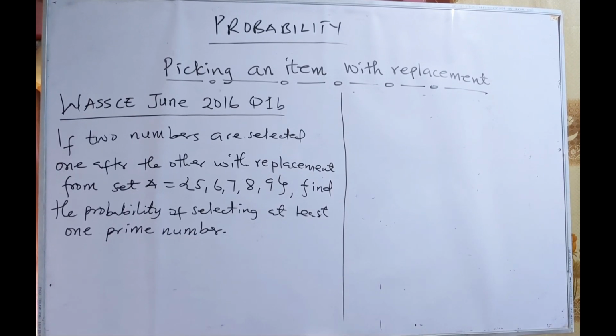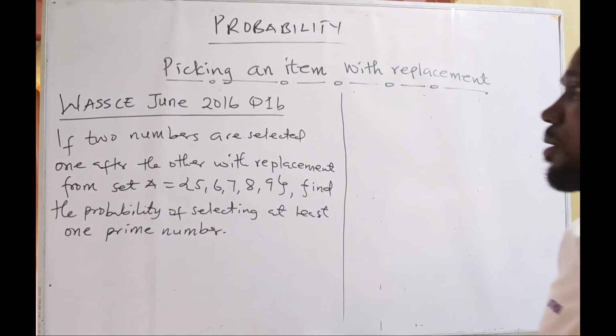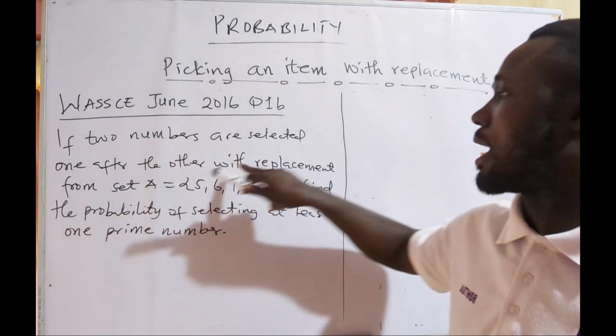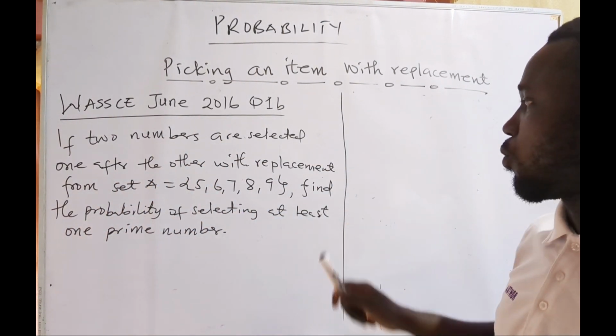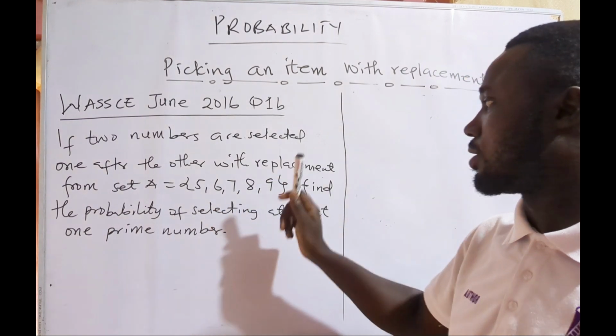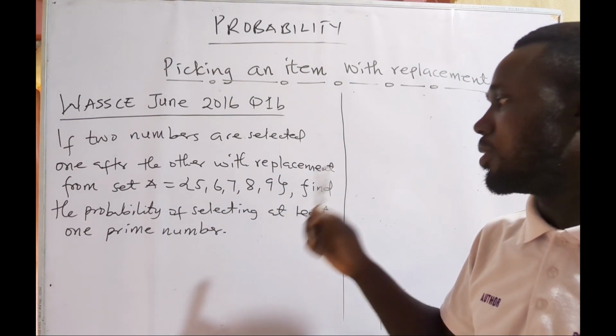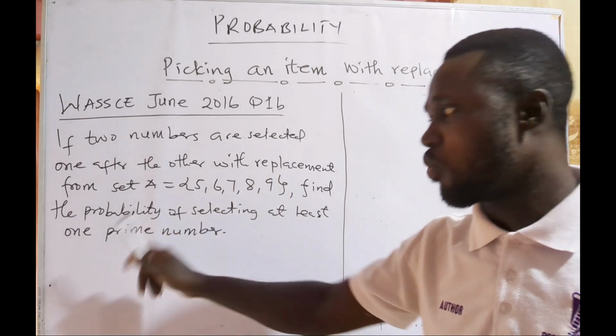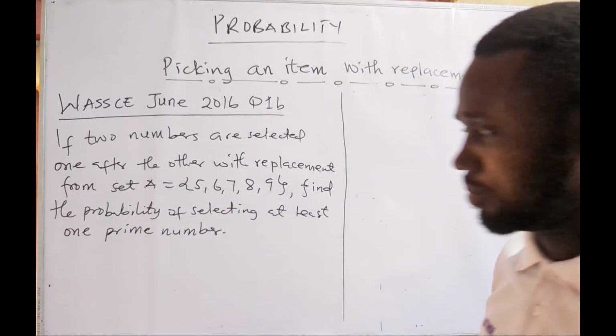Okay, so let's look at another question too. WASSCE June 2016 question 1b. If two numbers are selected one after the other with replacement from set A {5, 6, 7, 8, 9}, find the probability of selecting at least one prime number.